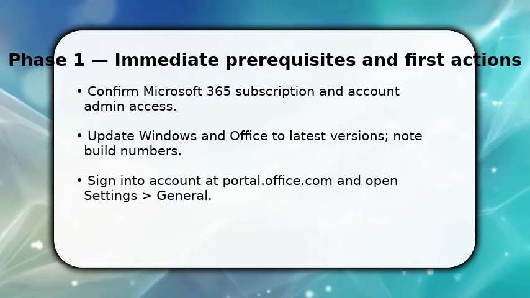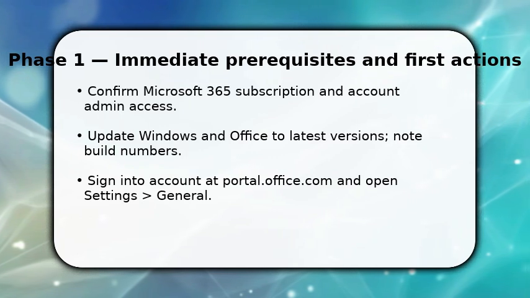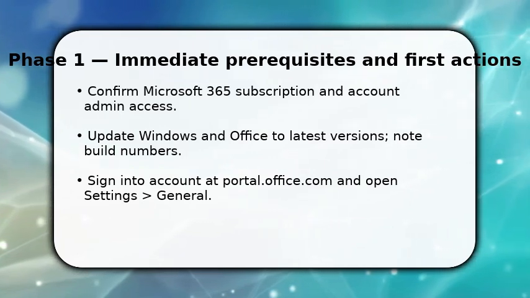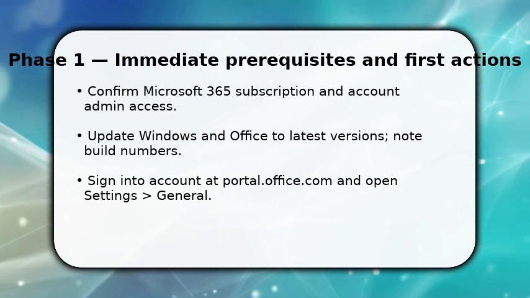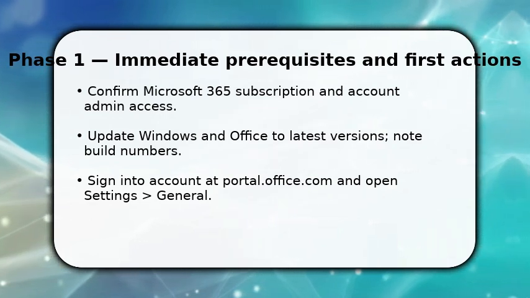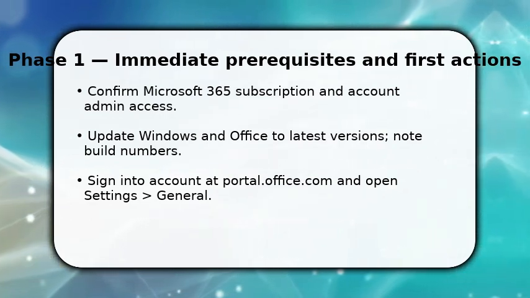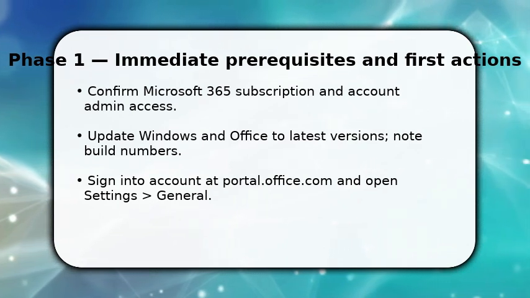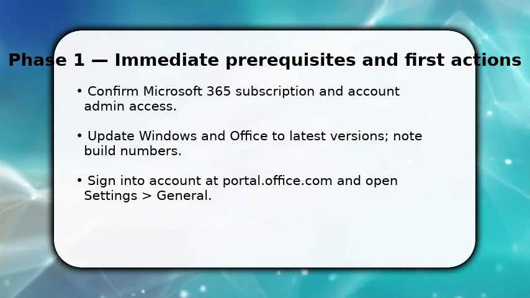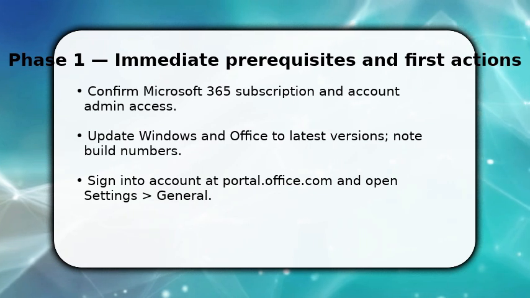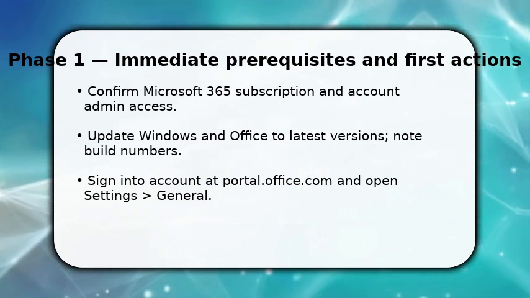You begin by confirming you have admin or account level access because you'll need permission to change ad settings. Once done, update Windows and Office to the latest build to avoid UI mismatches and open Portal.Office.com. Next, navigate to Settings then General. This is where personalized ads and suggestions live.